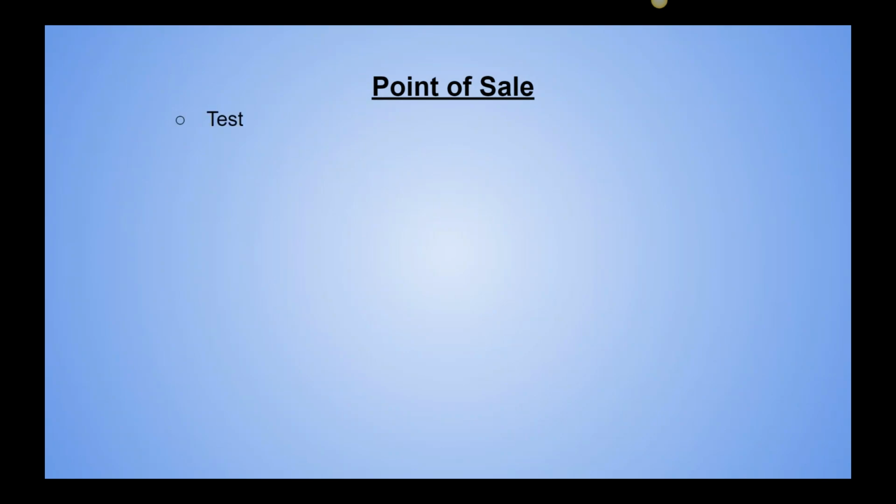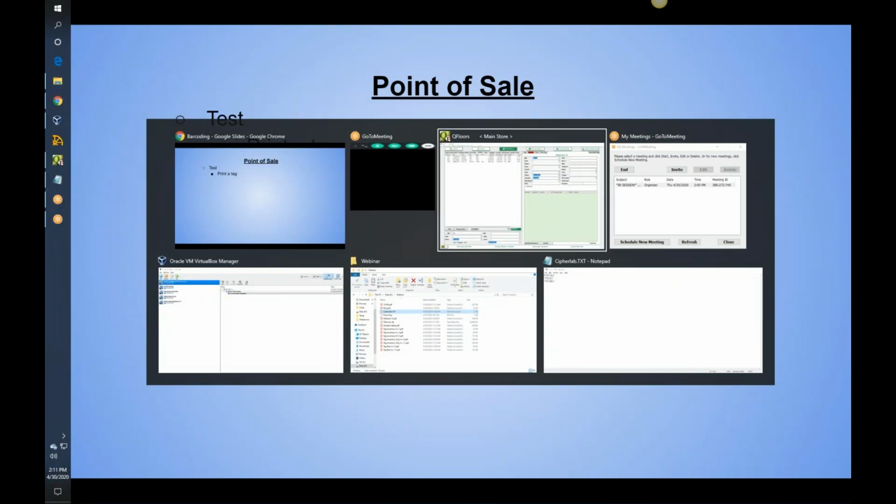Point of sale has to do with filling out a sales order using barcoding equipment. The first thing you're going to do is test this out, and to do that, you have to print the tags. When you're doing point of sale tags, there are a couple of different kinds that we can use, and I'm going to show you those here real quick.